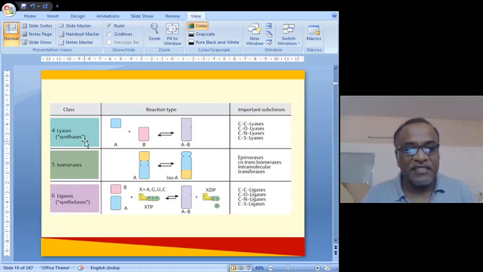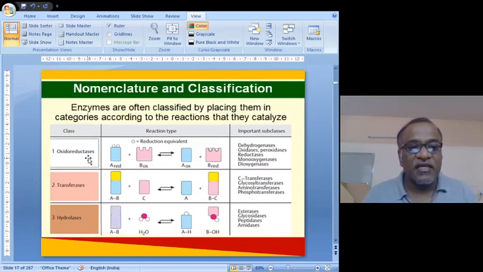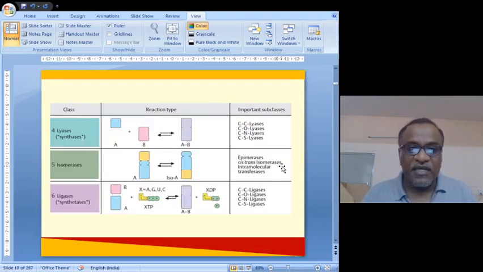Then we have lyases. The subclasses are the C-C lyases, C-O, C-N, C-S lyases. Then we have isomerases. The subclasses are epimerases, cis-trans isomerases, intramolecular transferases. Then we have ligases, that is C-C ligases, C-O, C-N, C-S ligases. So to put together, there are 6 classes of enzymes based on the reactions they catalyze, and there are several important subclasses of the enzymes.